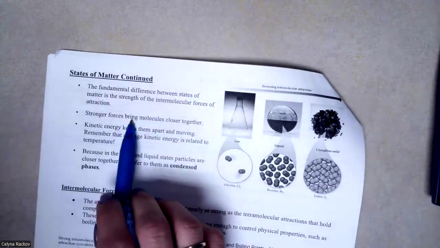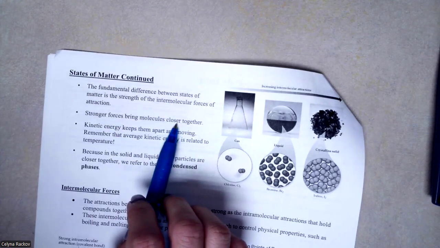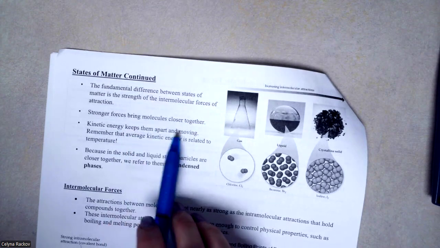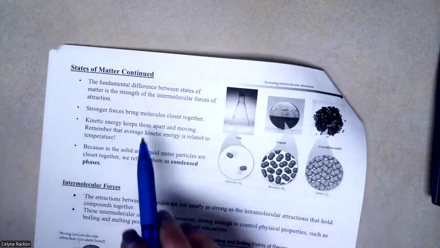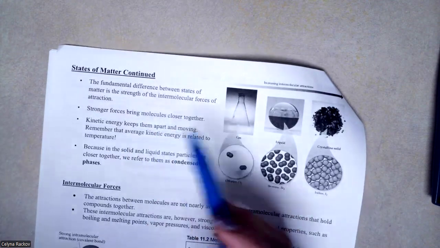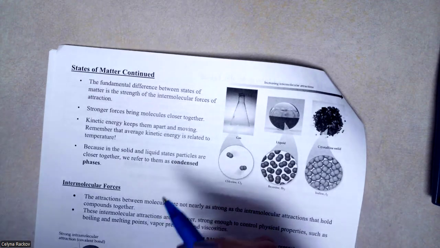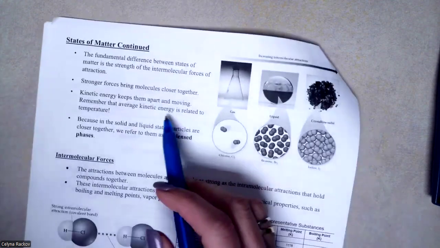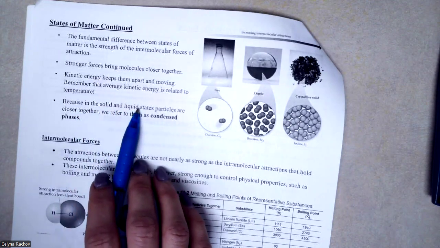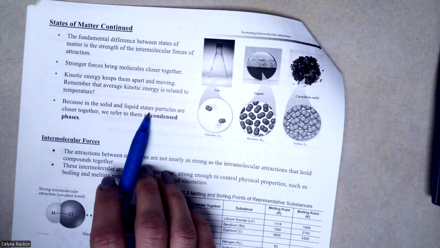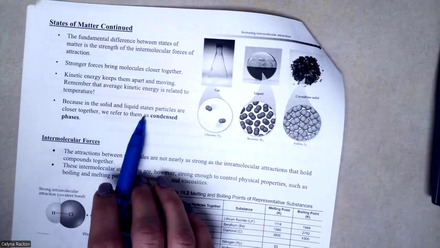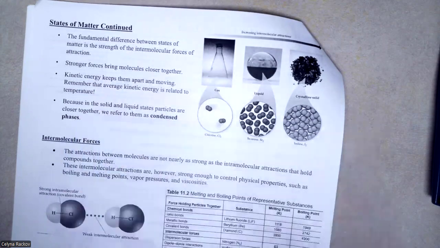So stronger forces bring molecules closer together, and kinetic energy keeps them apart and moving. Remember that kinetic energy is related to temperature, right? The higher the temperature, the higher the kinetic energy. Because in solids and liquids the particles are closer together, we refer to them as condensed phases.